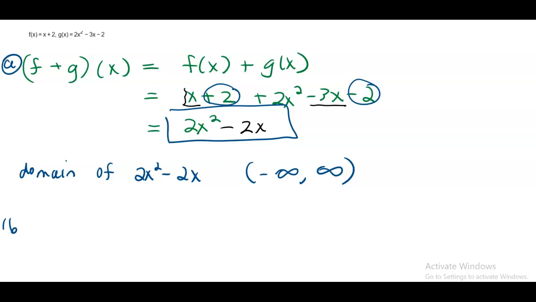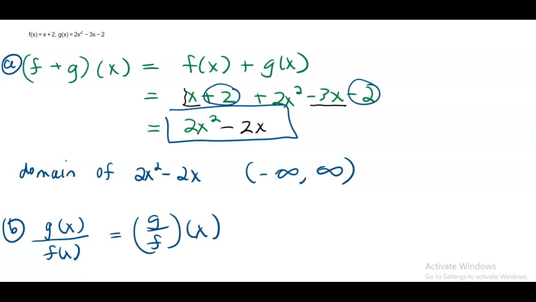Let's do part B. This time, let's do g of x divided by f of x. Or as your textbook would write it, they would write g divided by f and put the x like this. They mean the same thing. So this means that we want to put function g in the numerator. So we have 2x squared minus 3x minus 2 in our numerator. And then in the denominator, we have an x plus 2.